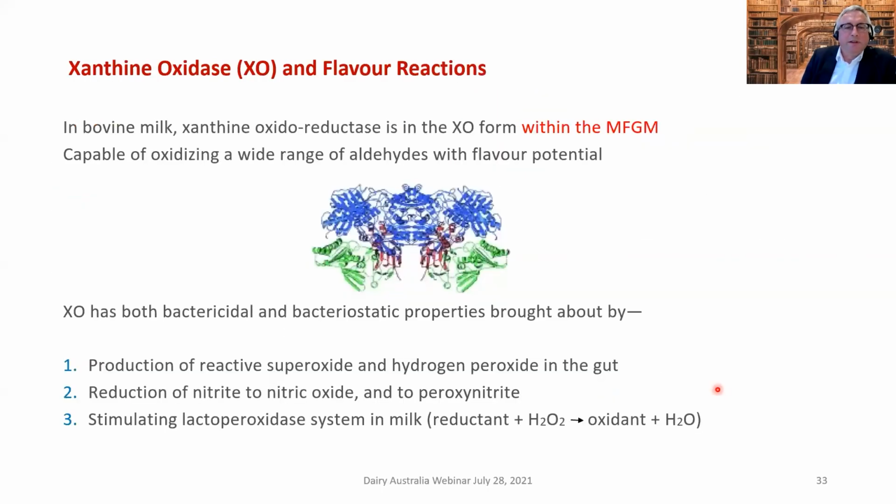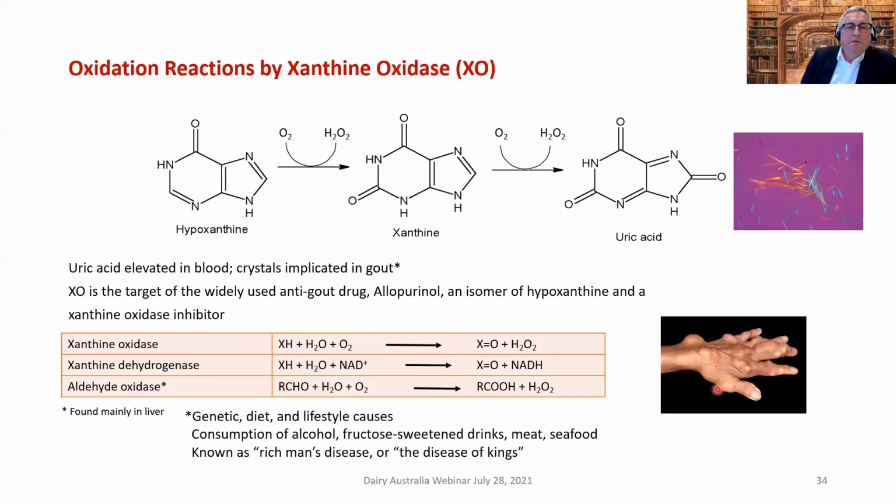So xanthine oxidase is an enzyme that has oxidative properties, and it has potential for development of flavor by converting aldehydes that are derived from lipids into acids. And this is a reaction that it commonly catalyzes, the reaction of hypoxanthine to xanthine to uric acid. This enzyme is found in the milk fat globule membrane.